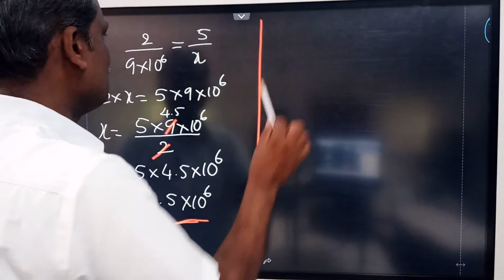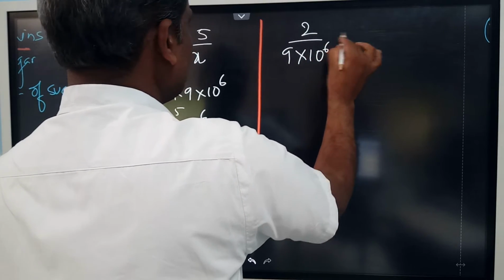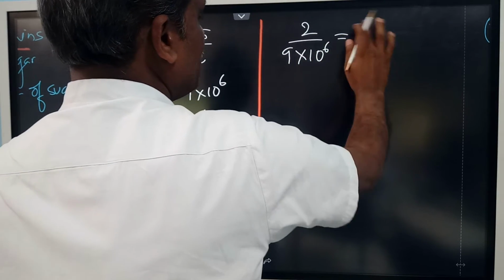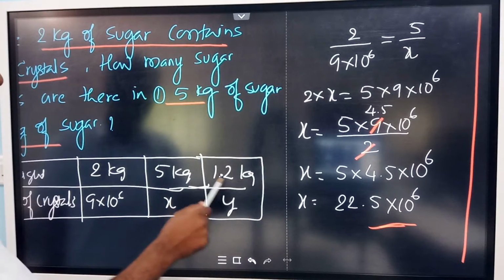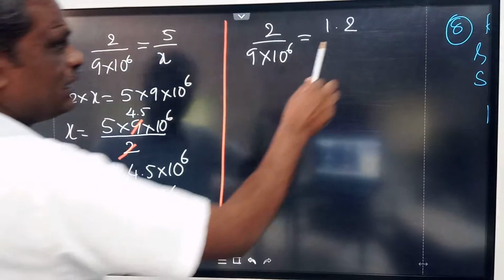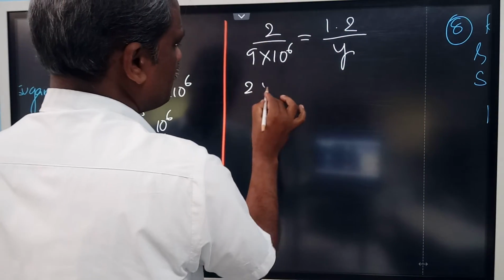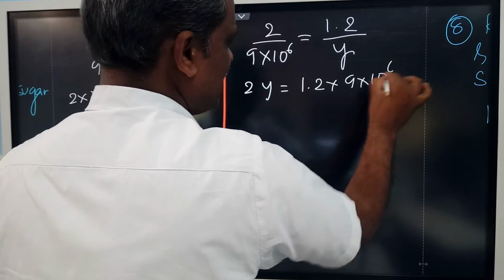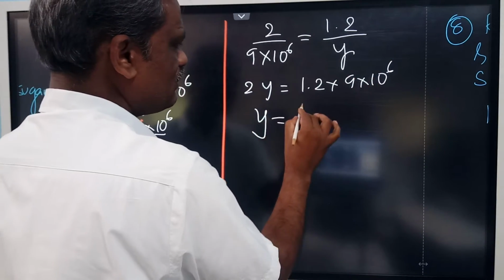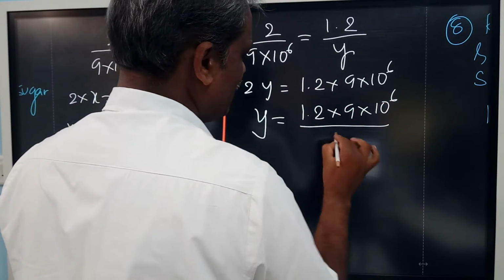So equate this one, same thing, 2 divided by 9 into 10 to the power 6. Here 1.2 kg instead of 5 kg, you can take 1.2 kg divided by y. So 2y is equal to 1.2 into 9 into 10 raised to the power 6, or y is equal to 1.2 into 9 into 10 raised to the power 6 divided by 2.